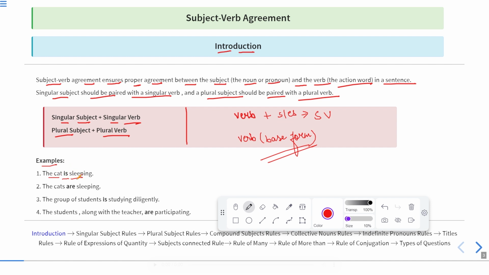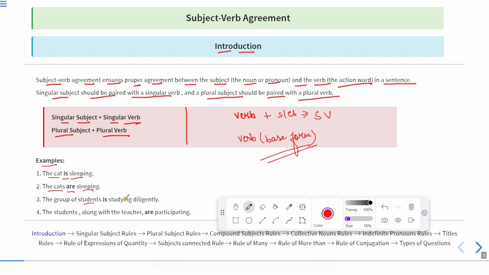is the singular form of verb, which is used with the cat, which is again singular. Now, when I write the cats, cats is the plural of cat. It means there must be more than one cat. So we are writing are. The cats are sleeping.